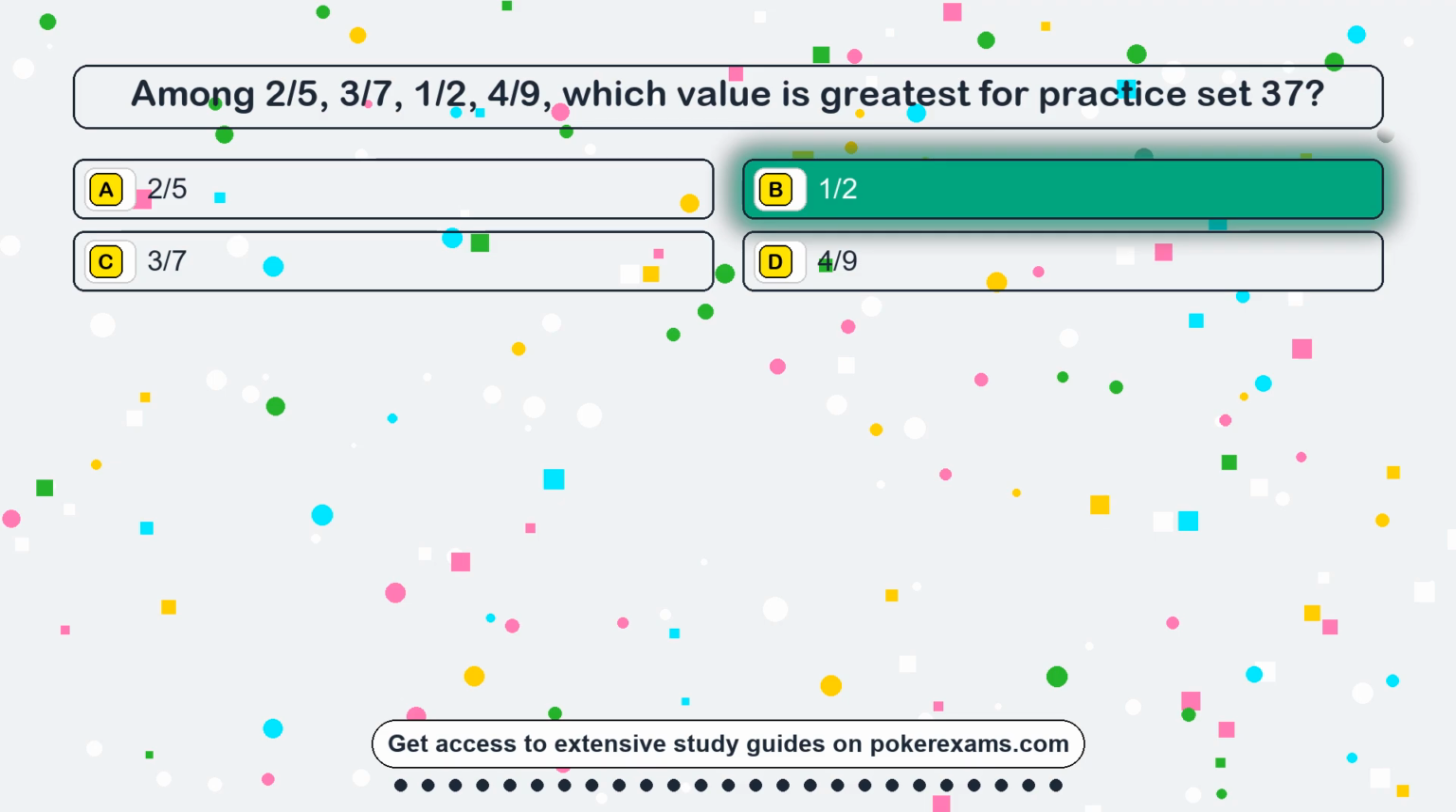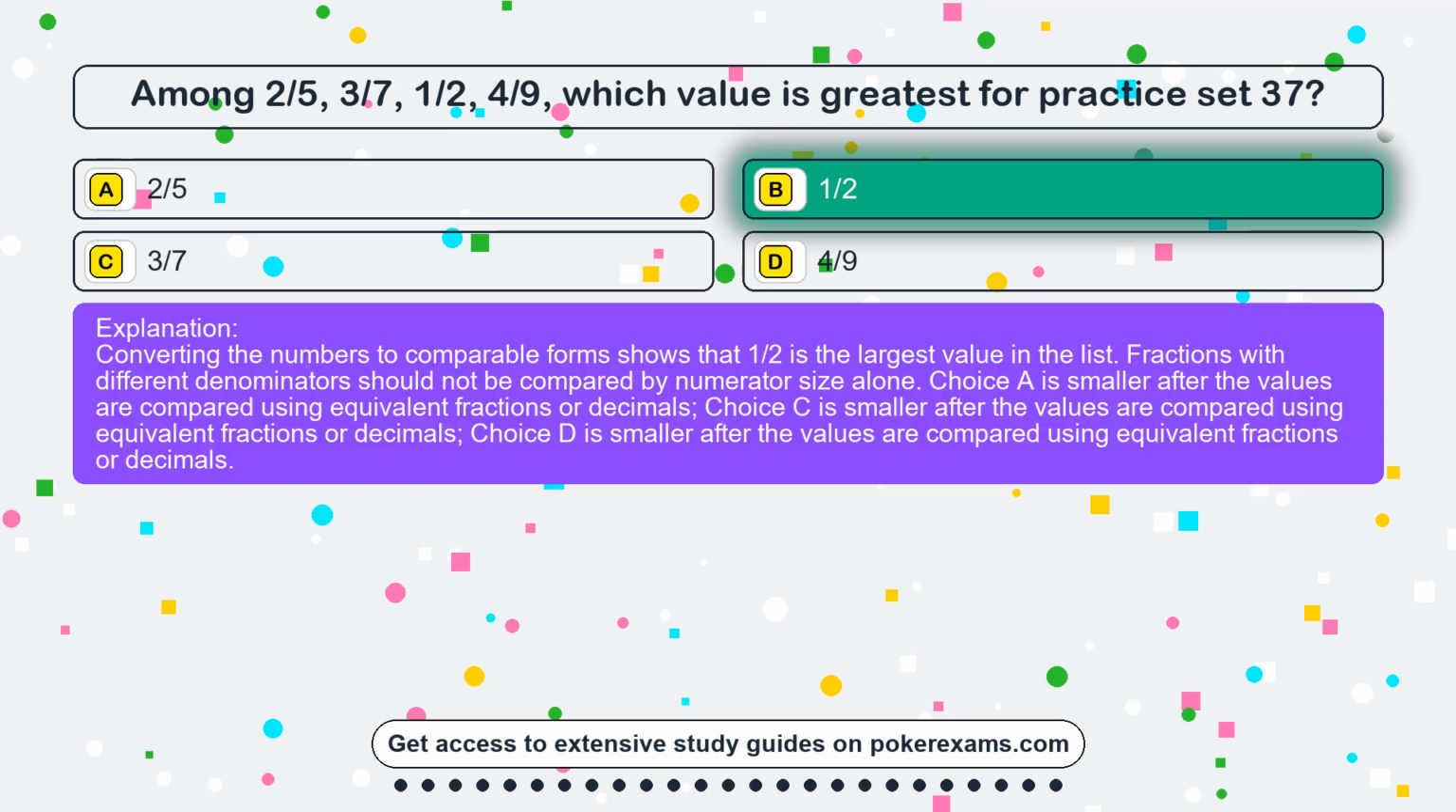The correct answer is option B, 1/2. Converting the numbers to comparable forms shows that 1/2 is the largest value in the list. Fractions with different denominators should not be compared by numerator size alone. Choice A is smaller after the values are compared using equivalent fractions or decimals, choice C is smaller after the values are compared using equivalent fractions or decimals, choice D is smaller after the values are compared using equivalent fractions or decimals.